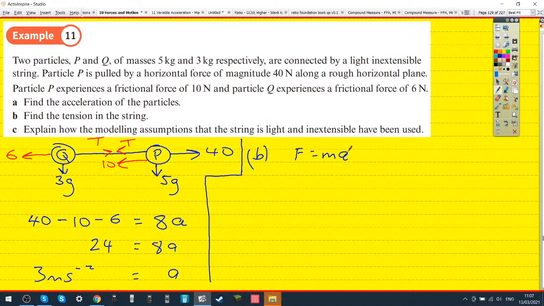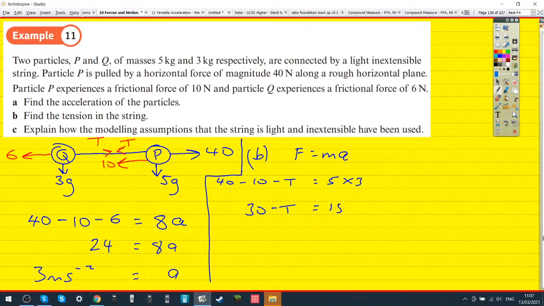So you'd have 40 minus 10, which is 30. So F equals 30. No, sorry. It's 40 minus 10 minus T. So 40 minus 10 minus T equals 5a, or 5 times a. And what's a? Oh no, a is 3, sorry. Yeah, 5 times 3 is 15.